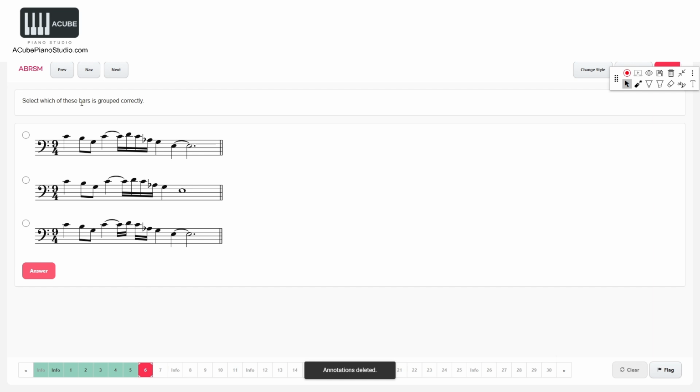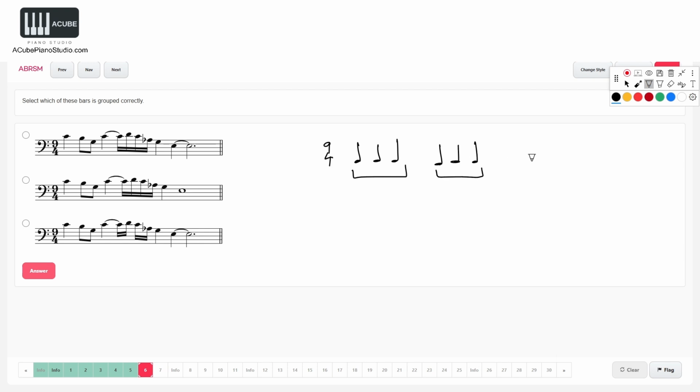Next, select which of the bars is grouped correctly. So let's start off by looking at the time signature. It is 9/4, so 9/4 is compound time. So compound time, we are going to group them this way, 3 beats by 3 beats. So how to group each of these 3 beats here? It is the same as how you group the notes for 3/4 time.